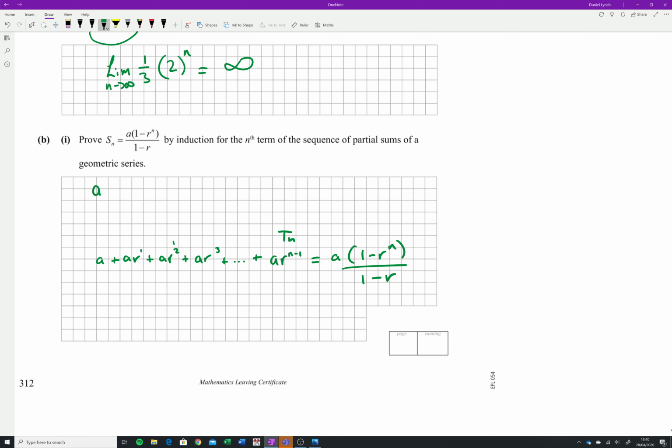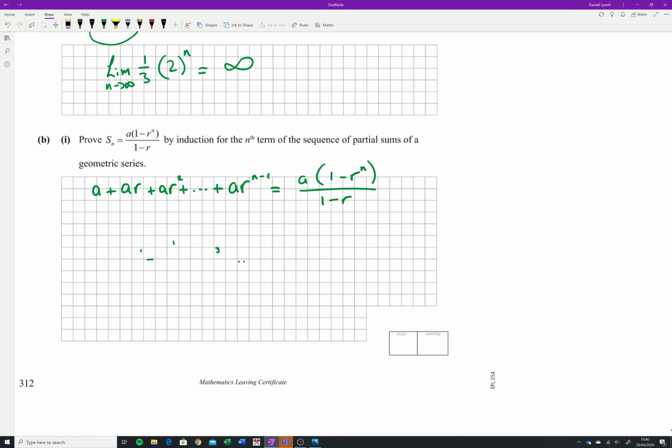So actually there is a bit of a setup to that one. That's not obvious at all. ar to the n minus 1, and we're hoping to show that it equals this. I'm just trying to buy myself a little bit more space, but I guess we're going to run out of it very quickly anyway. So this is our to prove, really. Okay, to prove, because Sn is that thing.